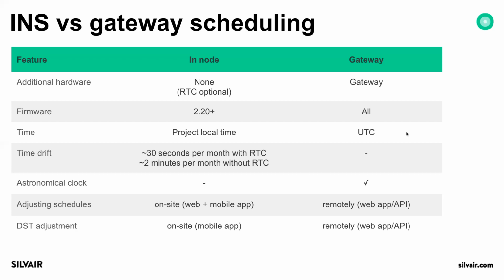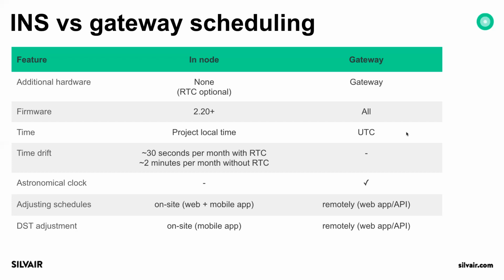With the in-node scheduling, all nodes in the network need to have firmware 2.20 or above. That is because the previous versions of the firmware do not have the ability to track the time or synchronize or relay the time. So in order to have a proper propagation and synchronization of the time in the network, we need to have all of those devices running 2.20 firmware.